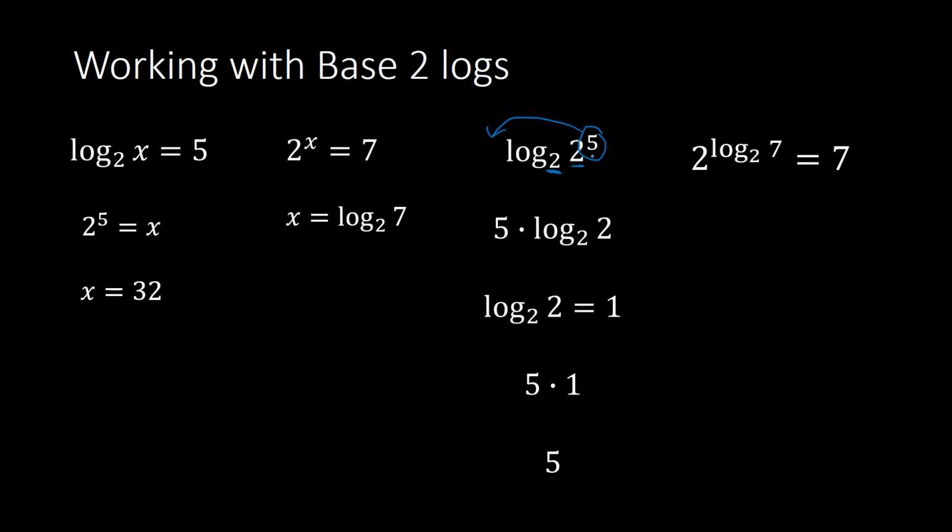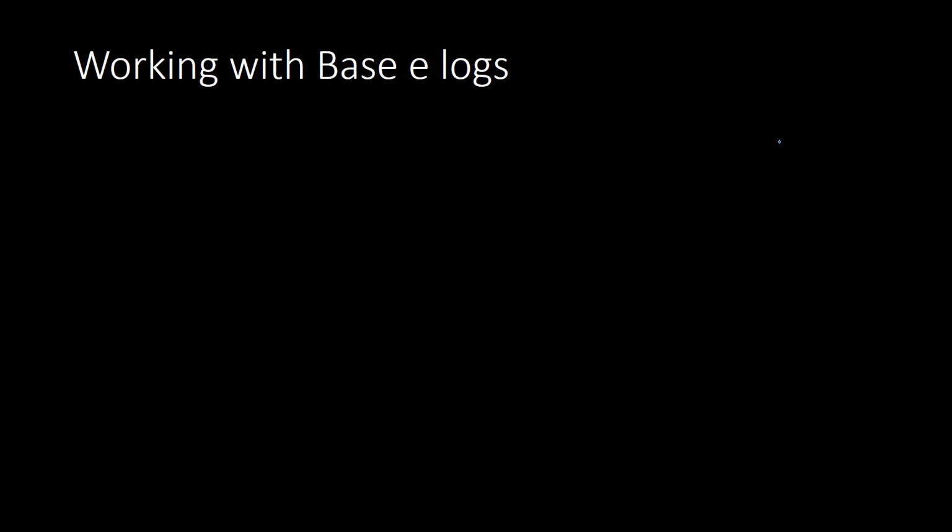And then here we see 2 to the log base 2 of 7 power. We know that if this base is the same as the base of the exponent, then my solution would just be the 7 right there. So that is with base 2 logs. Same thing applies with base e.